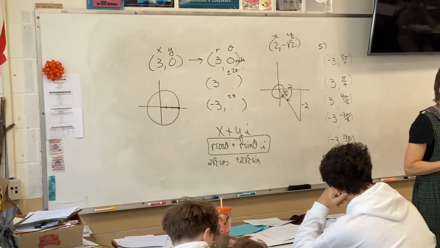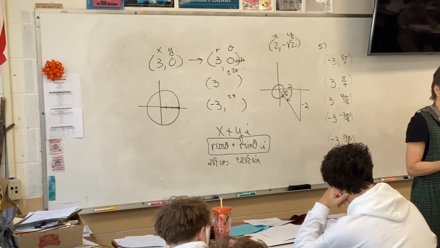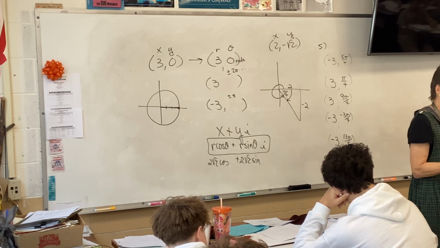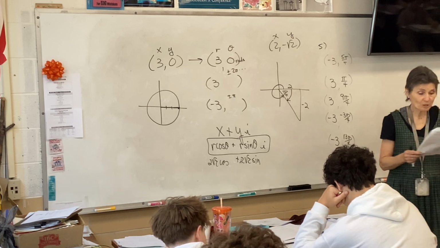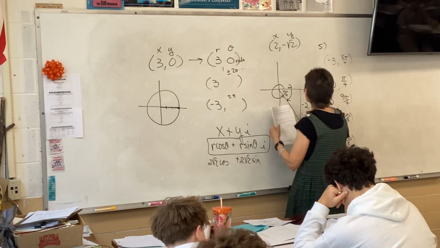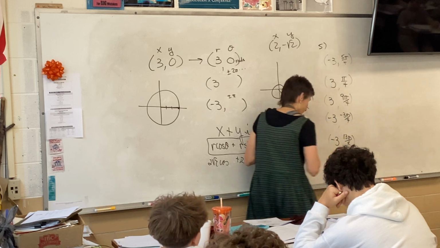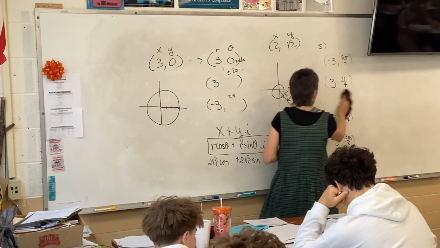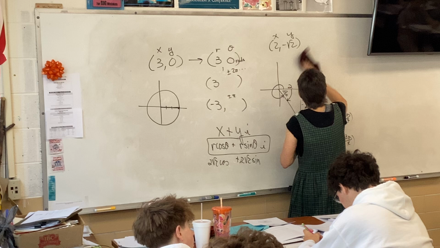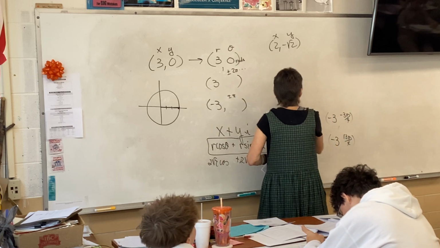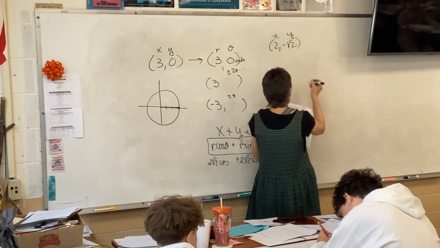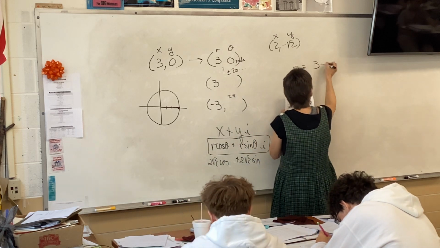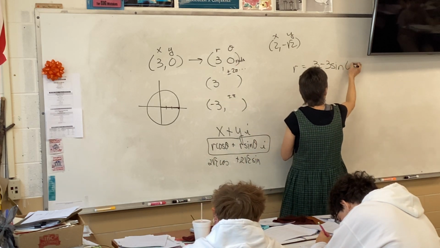So luckily for you, the T-chart has already been set up. All the thetas are there, and you're going to find the R values for the equation, R equals 3 minus 3 sine theta. So we are going to graph by hand this one time. And then I'm going to show you how to do it on your calculator. But we're going to graph R equals 3 minus 3 sine theta.